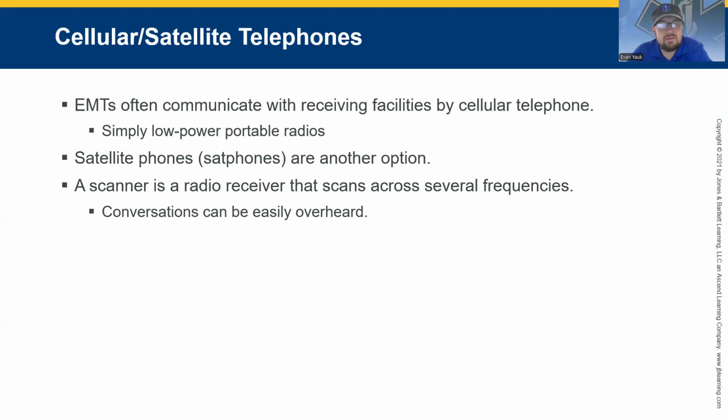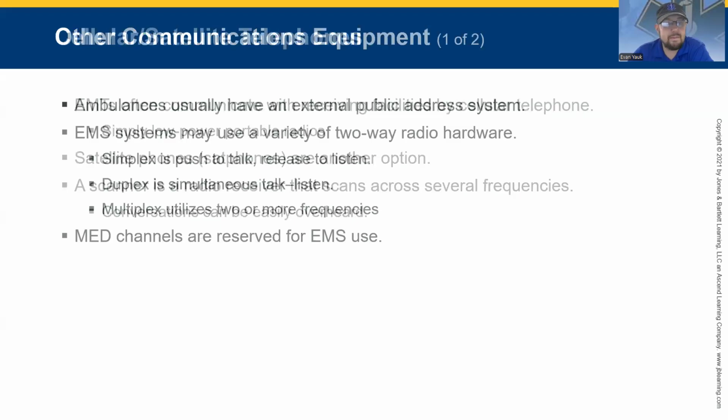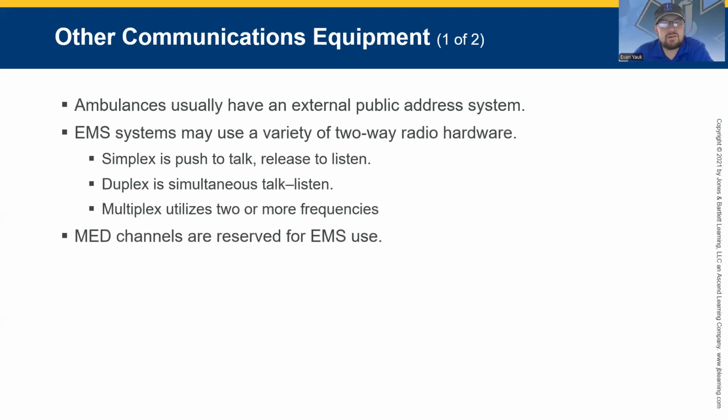A scanner is a radio receiver that scans across several frequencies. Conversations can be easily overheard. So scanner land, we've all heard of scanner land. That's why we have to be careful when we're on the radio about what we say. Ambulances usually have an external public address system.